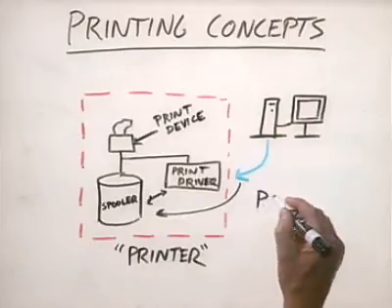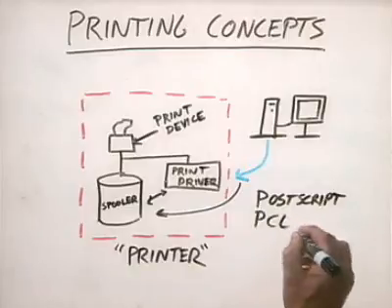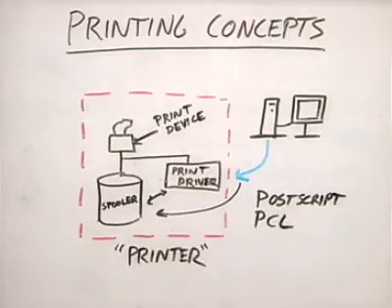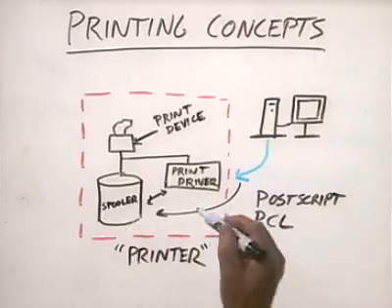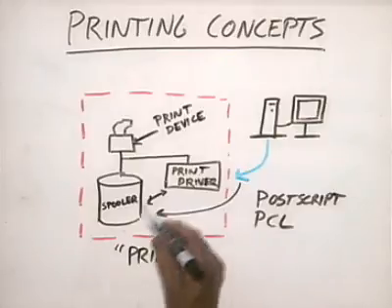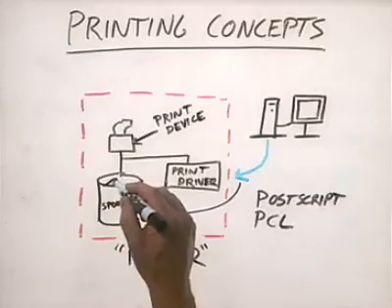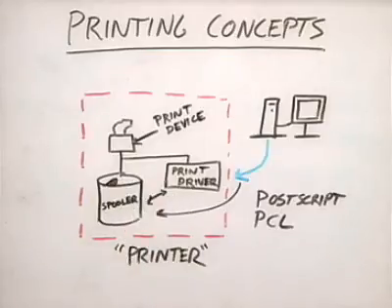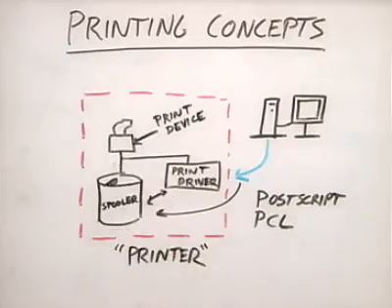It might be PostScript, it might be PCL, it might be some proprietary language. Whatever it is, the print driver and the print spooler work together to reformat the data into a language that the print device can understand. Once that's done, it stores the print job in a file on the hard disk drive inside the spooler. At that point, the job is said to have been spooled. Then the job is sent to the print device whenever it's available.